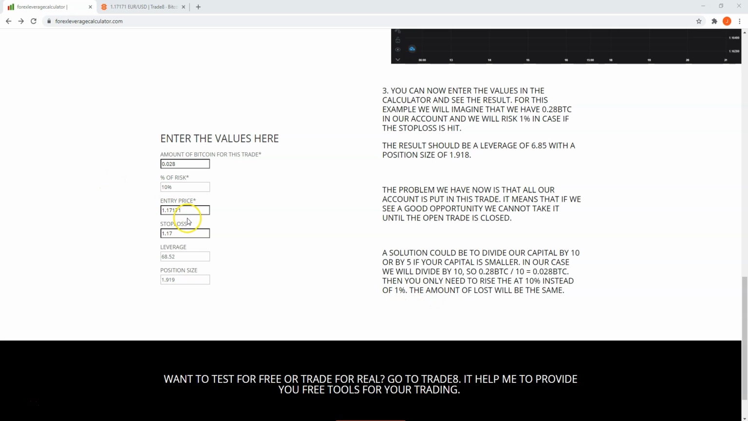It will be the same loss if you lose. It's not what we want, but if we lose, this is the same thing as losing 1% of our entire capital.